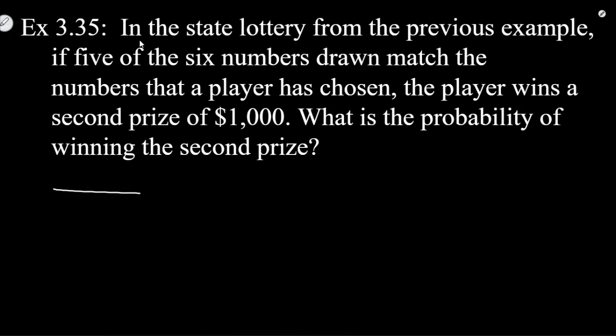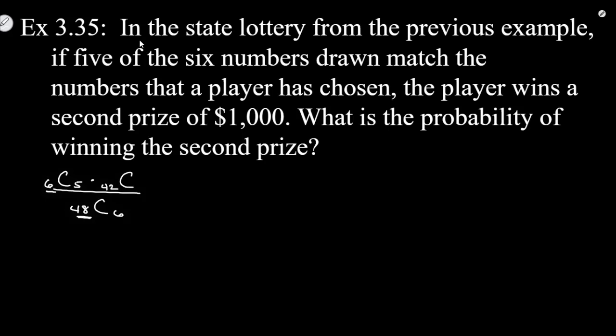So again, probability favorable over total. The total is still going to be 48C6, and that's how many different ways you can draw that. Now, if you're going to draw 5 out of the 6 winning numbers, you've got 6 numbers to choose from, and you've got to get 5 of them. But then we have this one additional piece that we didn't have last time. We've got to draw one more number, but we have to make sure that it's not a winning number. So if there were 48 total numbers and 6 winning numbers, that means 42 are non-winning numbers, and we have to select one of those. So we're going to multiply these together.